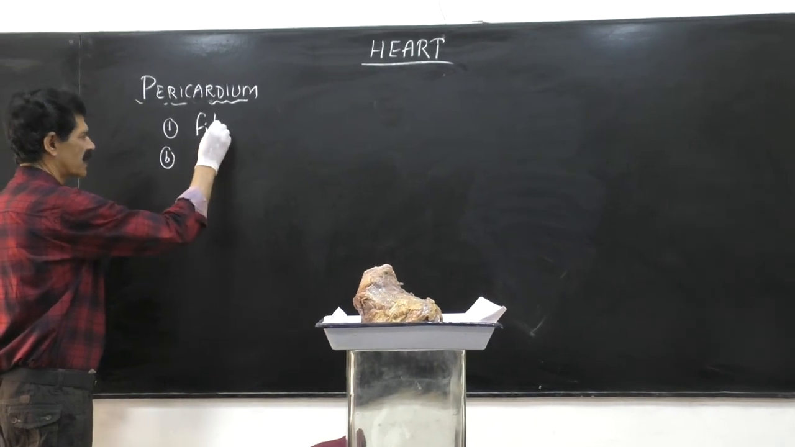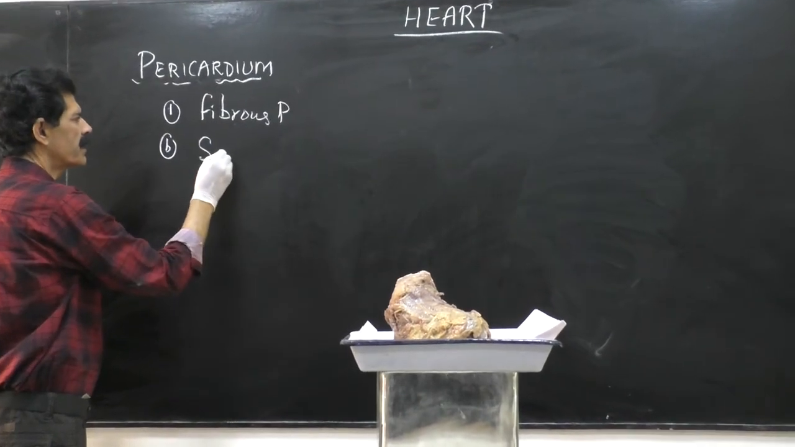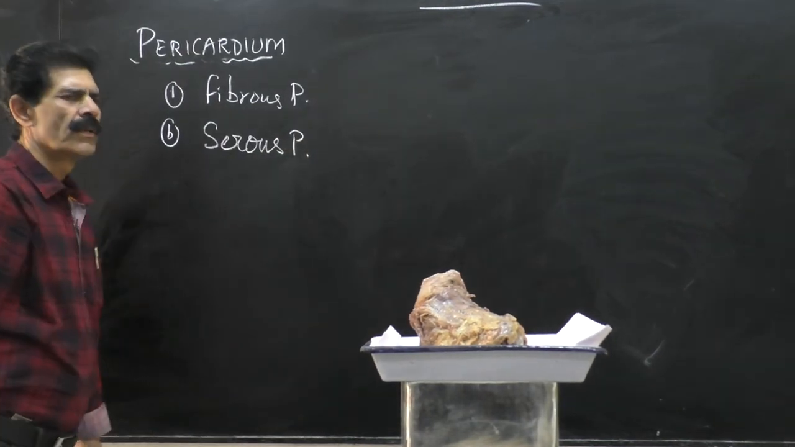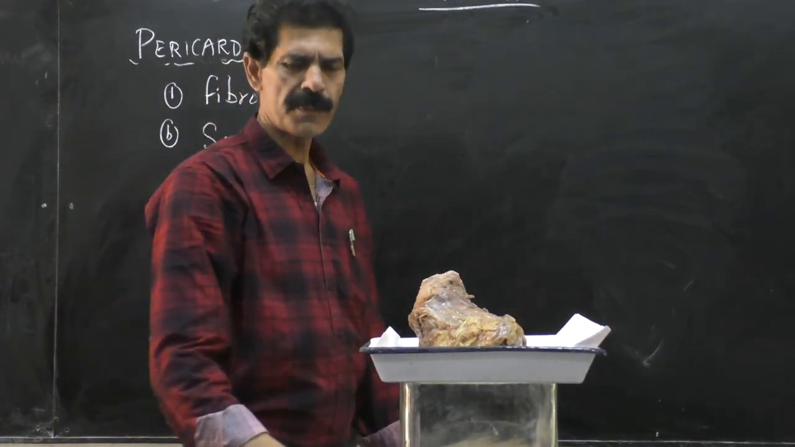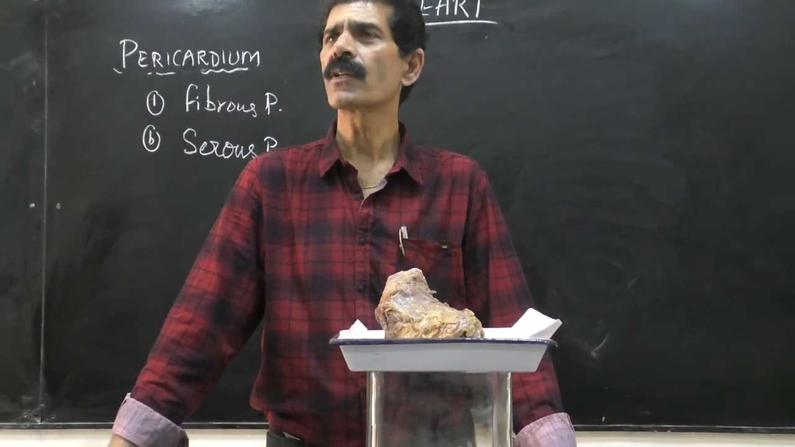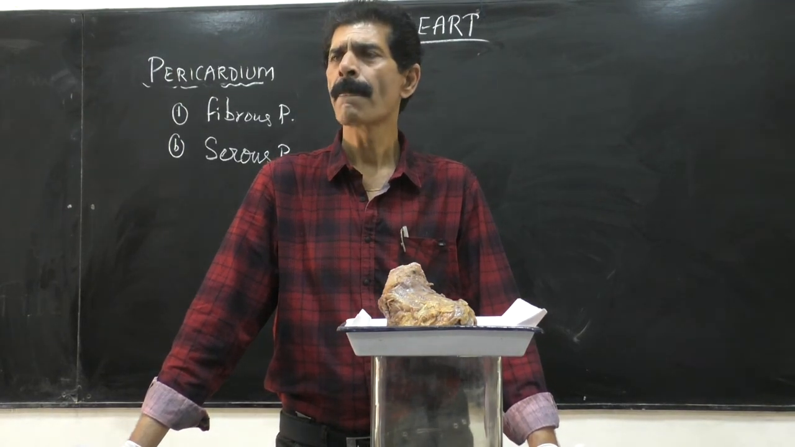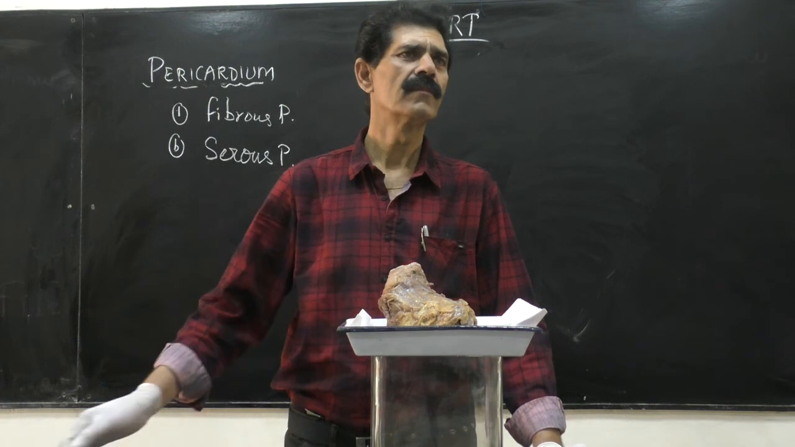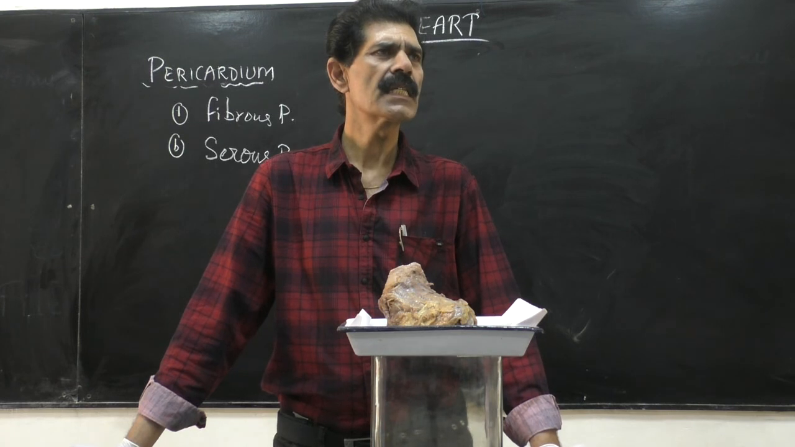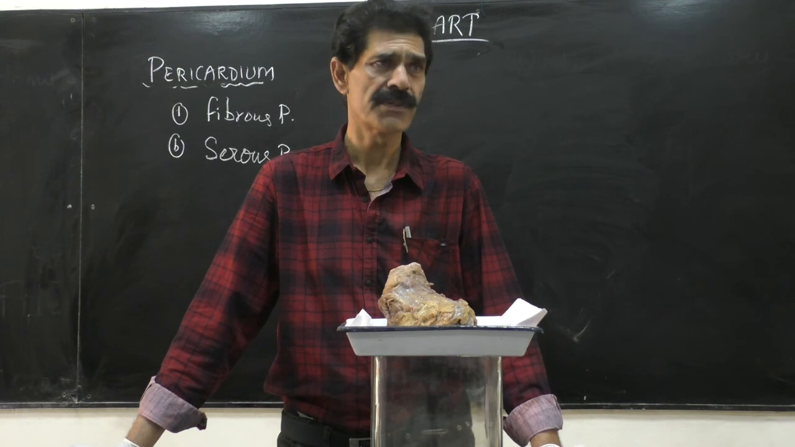Outer is called the fibrous and inner is called the serous pericardium. As the name is suggestive, fibrous means it is made up of collagen fibers. Tough, thick bundles of collagen fibers. You can compare the fibrous skeleton with the deep fascia you have done: the skin, superficial fascia and deep fascia. So like the deep fascia, it is the fibrous pericardium covering the heart from all the sides.